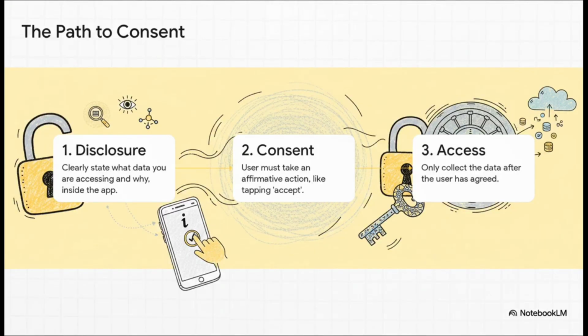Now, to get access to any of that, you need the user's explicit permission. And it's a very specific 2-part process. First, you need what's called a prominent disclosure. Basically, you have to tell them, right inside your app, what data you need and why you need it. Then, you can ask them to actually agree, by tapping accept or checking a box. You can only access that data after they've said yes.